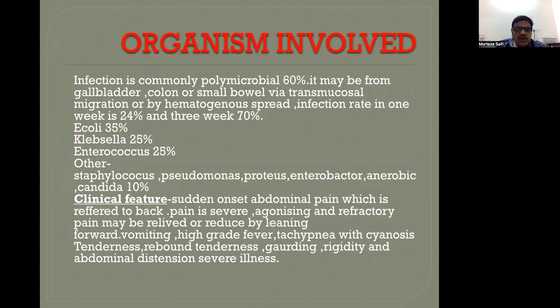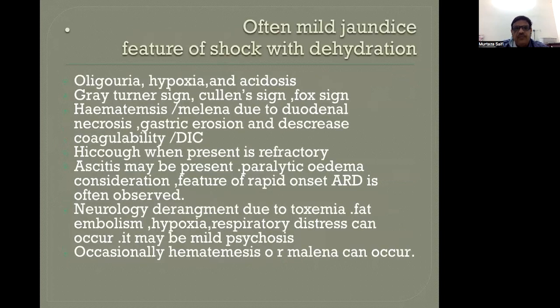Clinical features of acute pancreatitis: sudden onset abdominal pain, which is referred to the back on the left side. Pain is severe, agonizing and refractory. Pain may be relieved or reduced by leaning forward. This is called the Mohammedan prayer position. Vomiting, high grade fever, tachycardia with cyanosis, tenderness, rebound tenderness, guarding and rigidity, and abdominal distension due to fluid collection and severe illness. Often mild jaundice, features of shock and dehydration can be present. Patient may have oliguria, hypoxia, and acidosis.